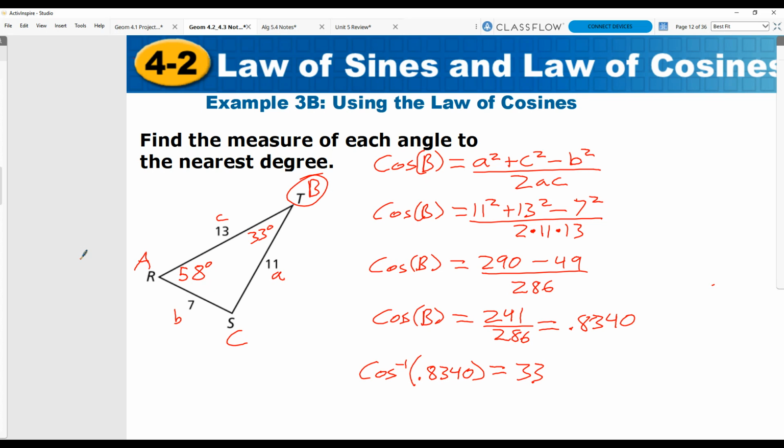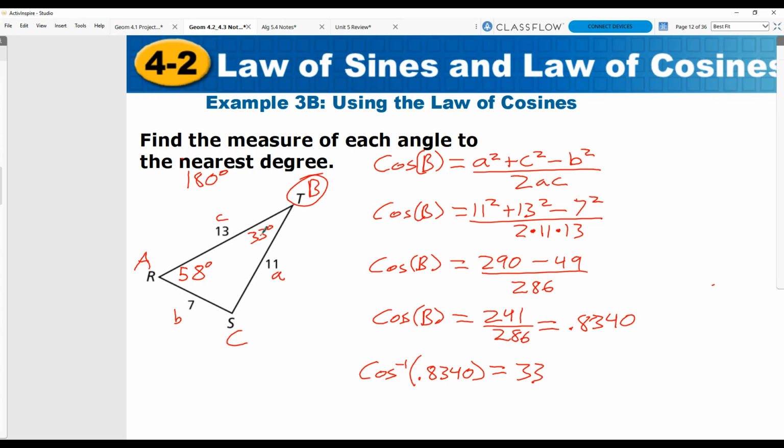Now we just got to find angle C. And we don't have to go through this whole long process again, because what do all 3 angles of a triangle have to add up to? I hope you were thinking 180 degrees, because that's correct. So this one will be a lot simpler to find. We can just add together 58 and 33 and see what that comes out to.